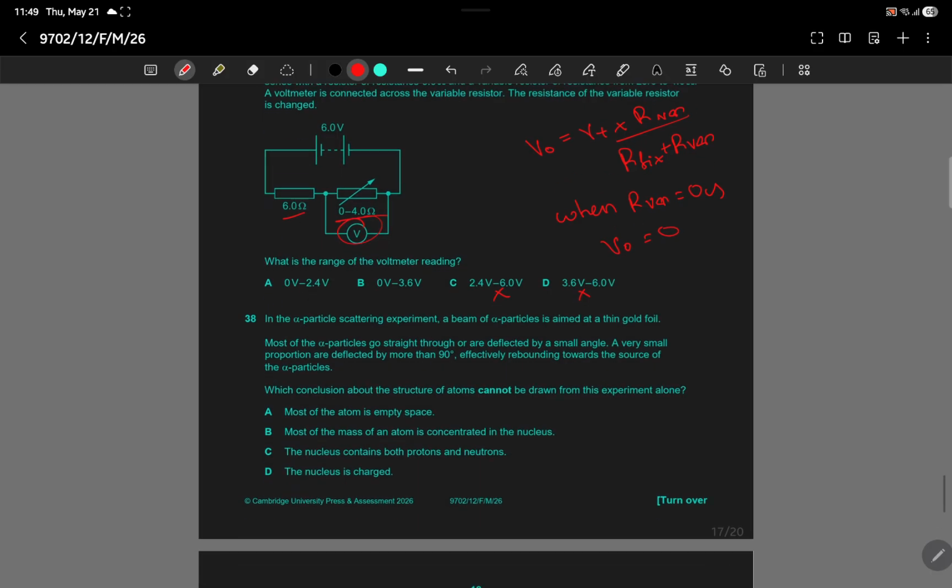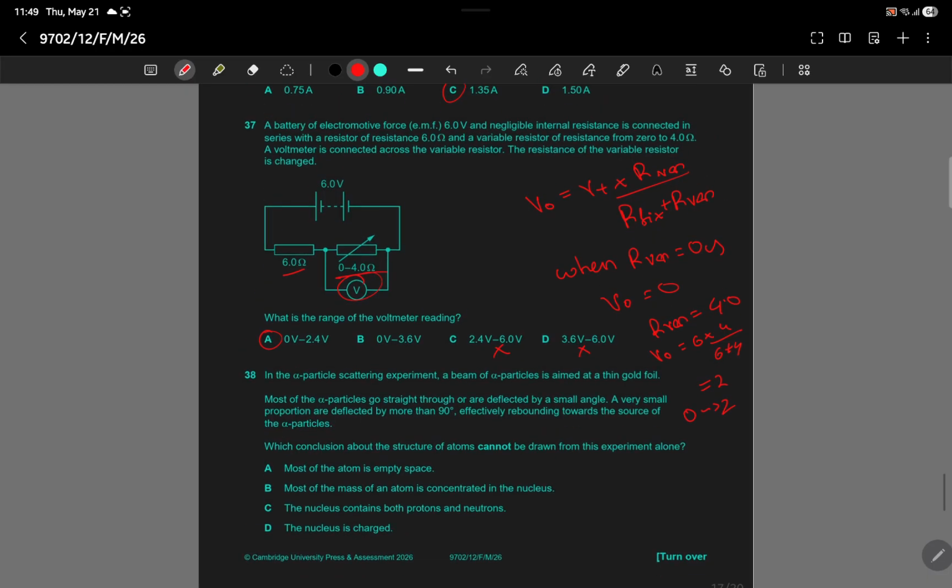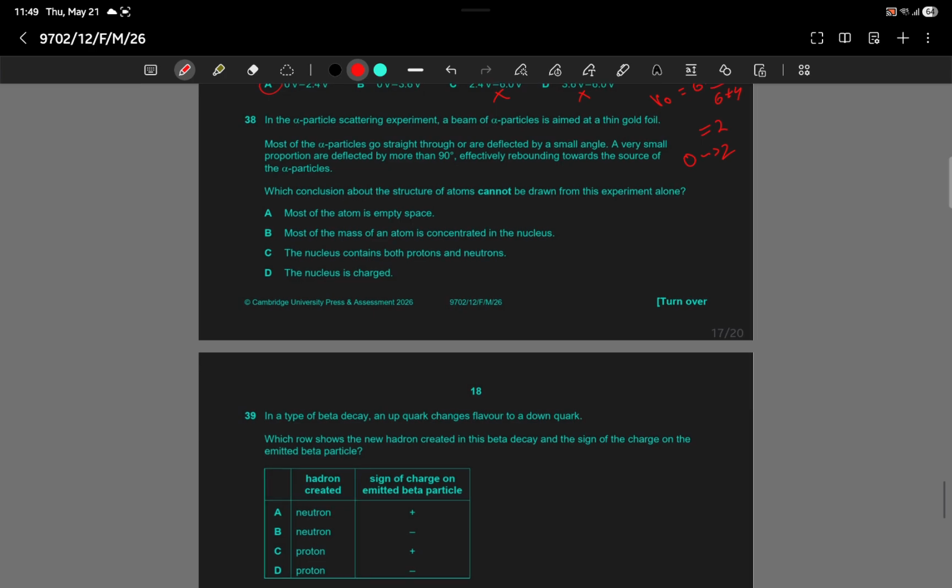And when the R variant is 4, V out comes to be 6 into 4 divided by 6 plus 4, which comes to be 2. So from 0 to 2, the closest thing is A, since A is the answer. Just use the formula for potential divider and just substitute the values. Very easy. Question number 38.